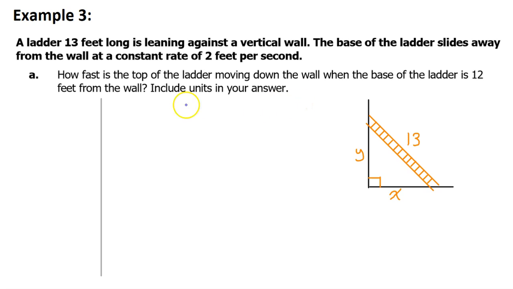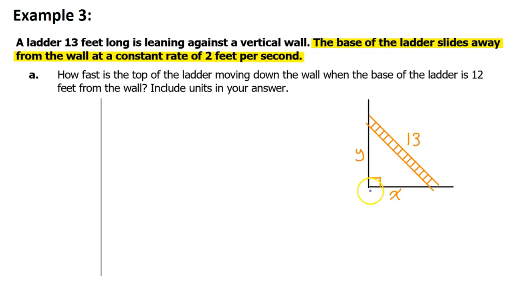They gave us a rate, and they're asking us how fast is the top of the ladder moving. So they're asking us for another rate. So we know this is a related rates problem. So we will begin by creating an inventory of facts we are given and what we are looking for.